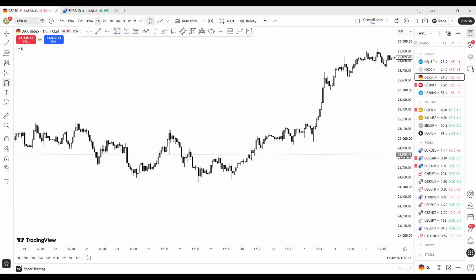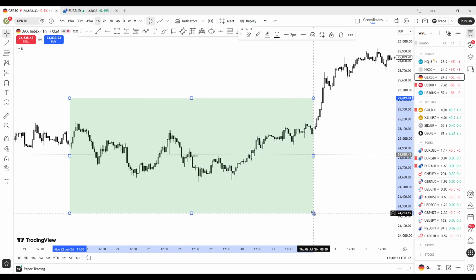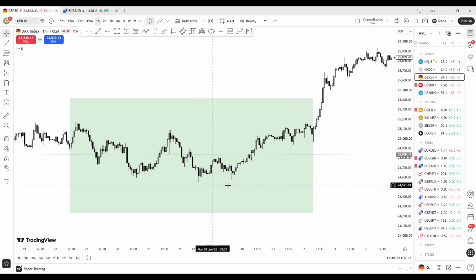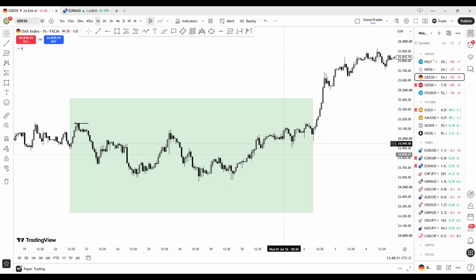Let's do this. We're just gonna draw a box around this area. We're just gonna consider this area. So for today, we're just paying attention to everything in this particular box, right? If you look in this box right now, the highest point of the market is this. That's going to be our swing high for this particular session, from here all the way to here.